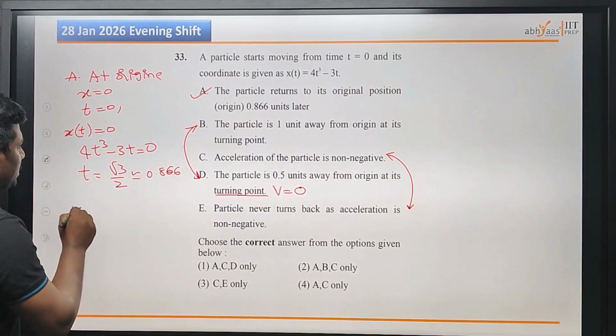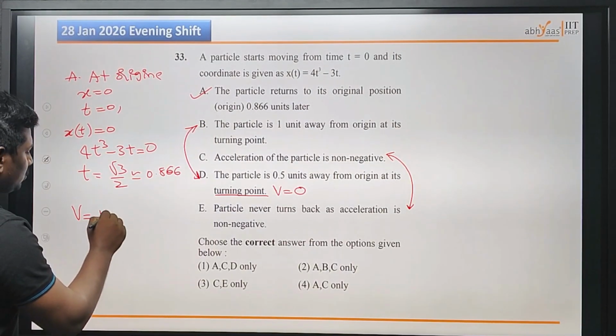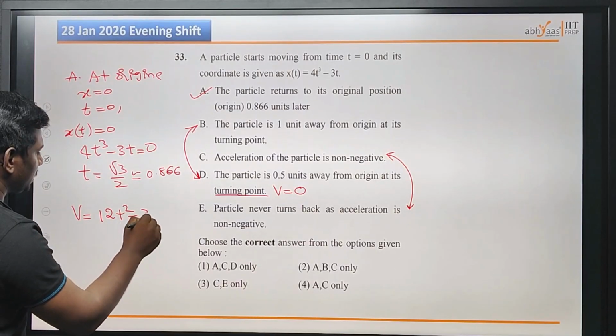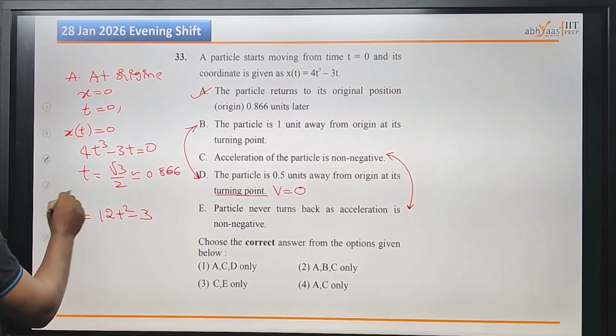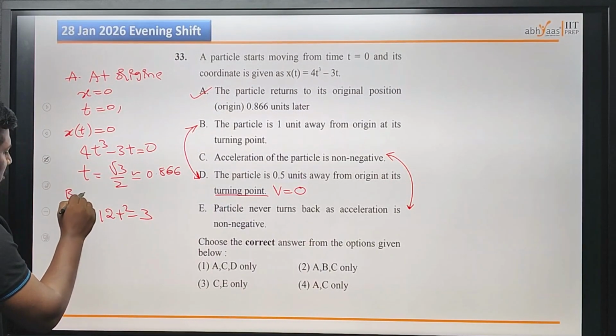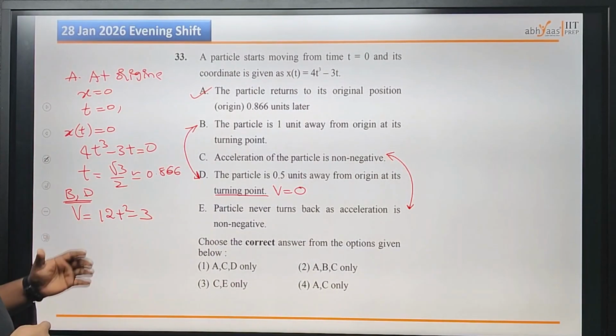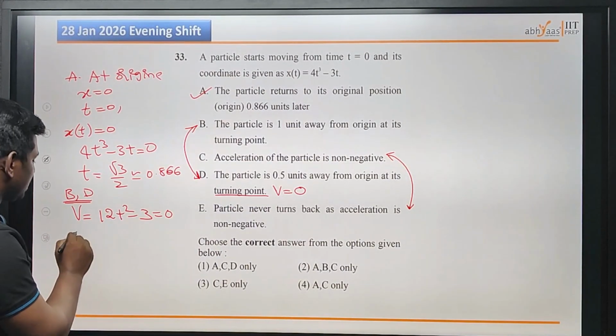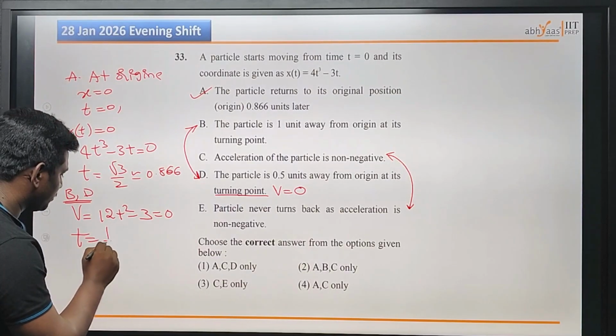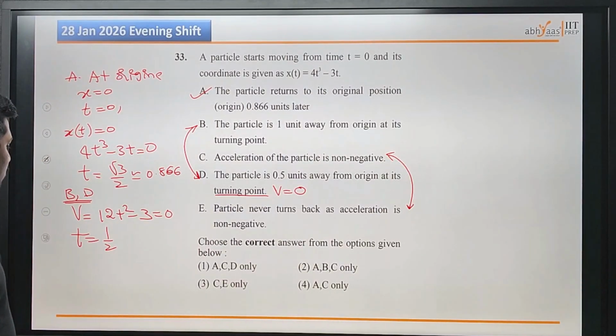So V can be written as, what is V? 12t square minus 3. Option B and D. Solution for option B and D. We have to find what is the distance. From this one, t can be written as 1 by 2.